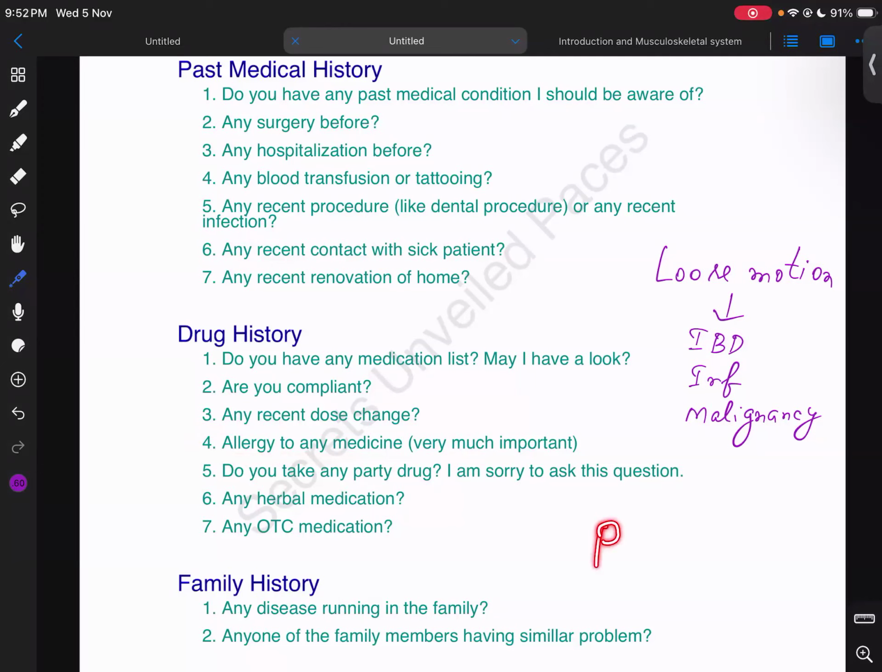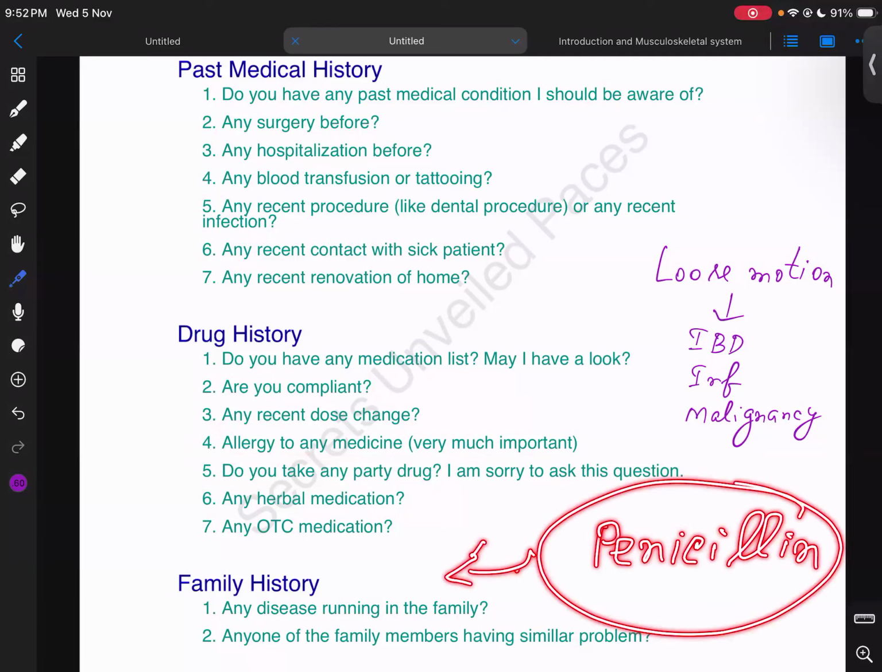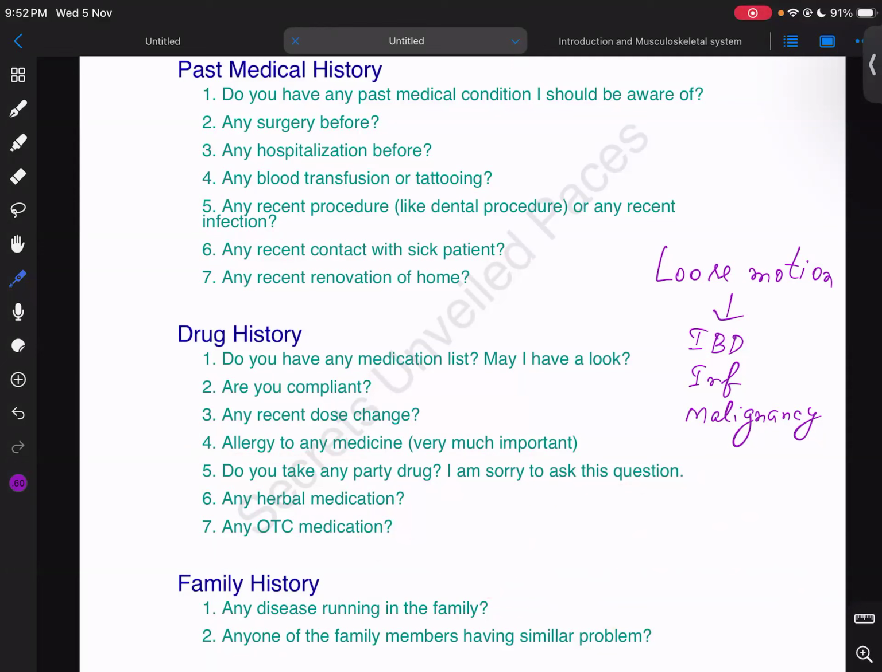That penicillin allergy had nothing to do with the real diagnosis, but considering the UK perspective, it is very much important. He is the only one who identified this medication allergy because he specifically asked about allergy to any medicine. The rest of the candidates couldn't identify it.